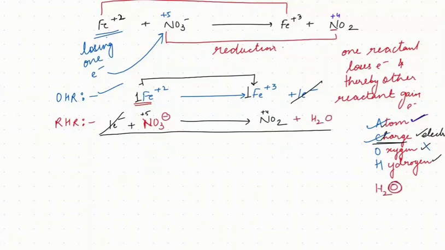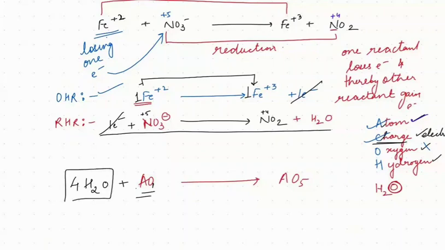Let's suppose I have AO on one side and AO5 on the other, and I need to balance the oxygen. In this random equation, on the reactant side 1 oxygen is there, and on the product side there are 5 oxygens. You understand my point? So here 4 water molecules would be there. Why am I adding 4 water molecules? Because every water molecule has 1 oxygen in it.